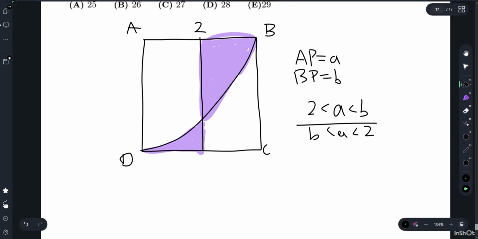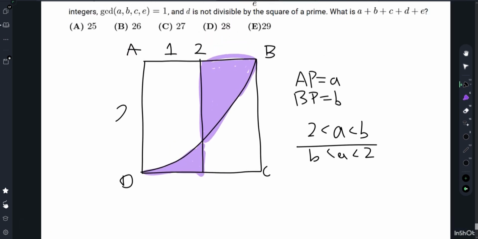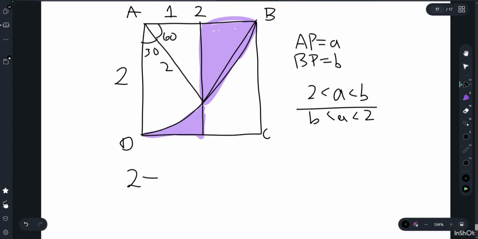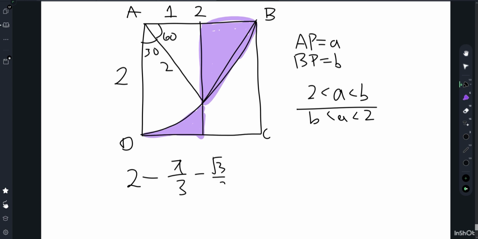So we set it to 2, because now this is 2 and 1, and since we know that this is an equilateral triangle right here, this is also 2, this is 60 degrees, and this is 30 degrees. So let's first find the area of this region right here. That will be 2 minus a 30 degree sector of a circle with area 4π, which is just π/3, and minus √3/2.